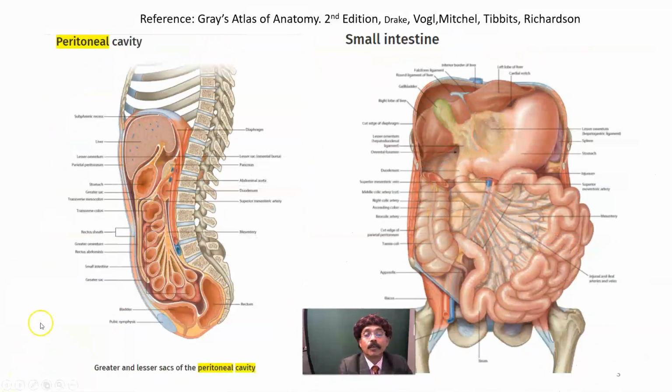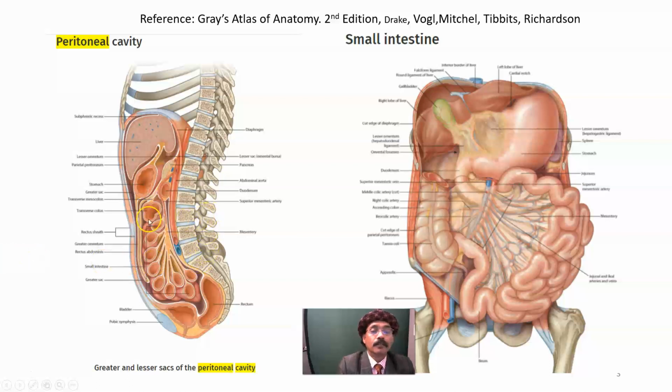Okay, so we are looking at the small intestine here. They are suspended by the mesentery, and we see that the stomach has attachment to the lesser omentum. We have the greater omentum here. So the liver, the stomach, and the small intestine are in the group of intraperitoneal organs.